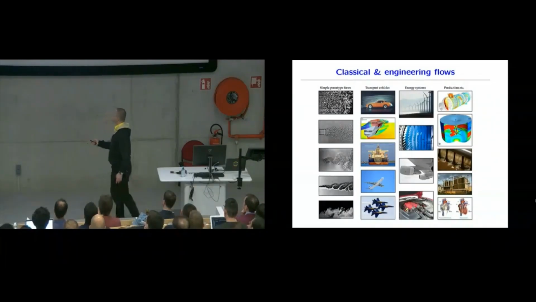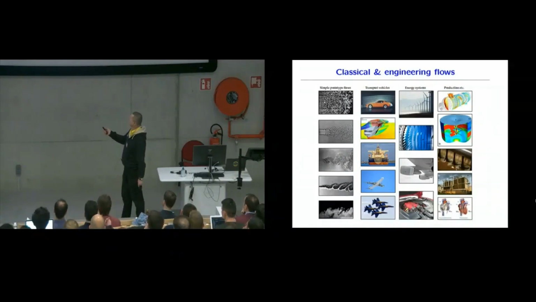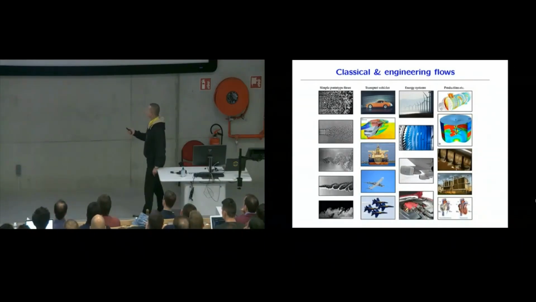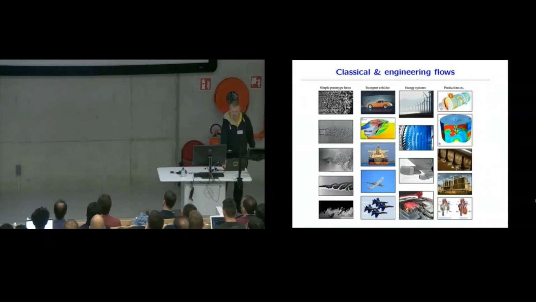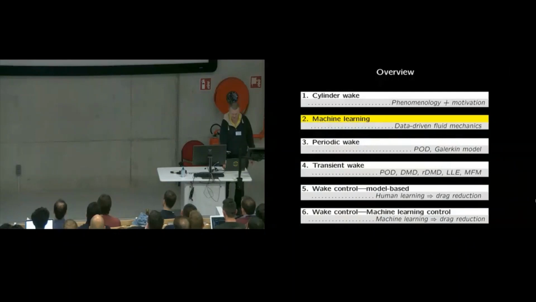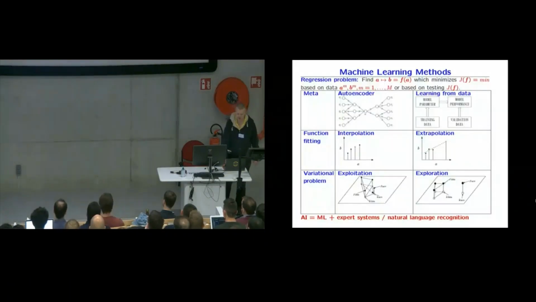And of course, there are many more flows of engineering importance, which are much more complex, and which can typically be considered as composed of shear layers, wakes, and these prototypic flows. So here you see some energy system and something for the production. But we will stay pretty much with the cylinder wake, and we have one example of a car. So now we go to machine learning.